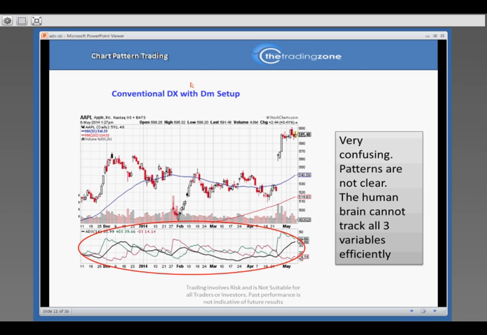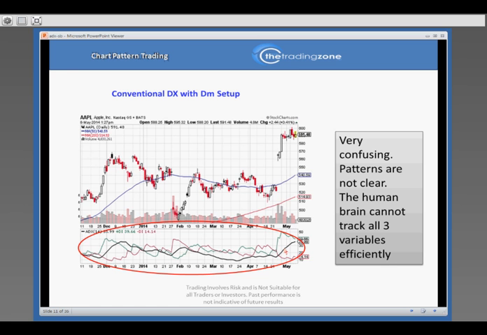I believe that once you get to measuring three elements, it becomes exponentially more difficult. So I like to keep things really simple. I explained that at the beginning. I like to have clean, crisp charts that are very, very simple to look at. The patterns aren't clear.